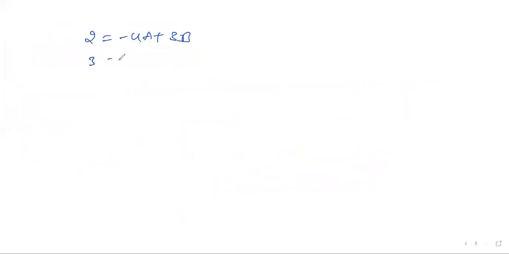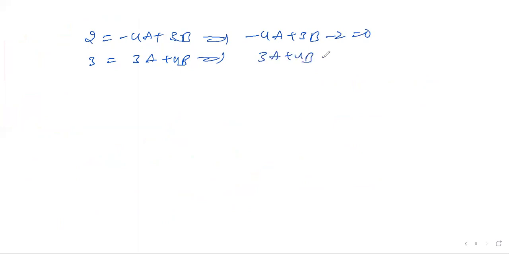3 is equal to 3a plus 4b. These equations you rewrite when you're applying cross multiplication. Everything should be on the right hand side, or else left hand side. Either is okay. Acceptable answers.